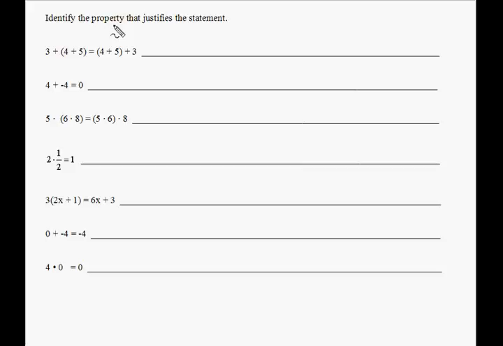Let's look at a few examples to identify the property that justifies the statement. In this first problem, we have 3 plus the quantity 4 plus 5 is equal to the quantity 4 plus 5 plus 3. So this is all addition. And if you notice, 3 here was in the front, and now 3 is in the back. So the 3 actually moved. So this is an example of the commutative property.